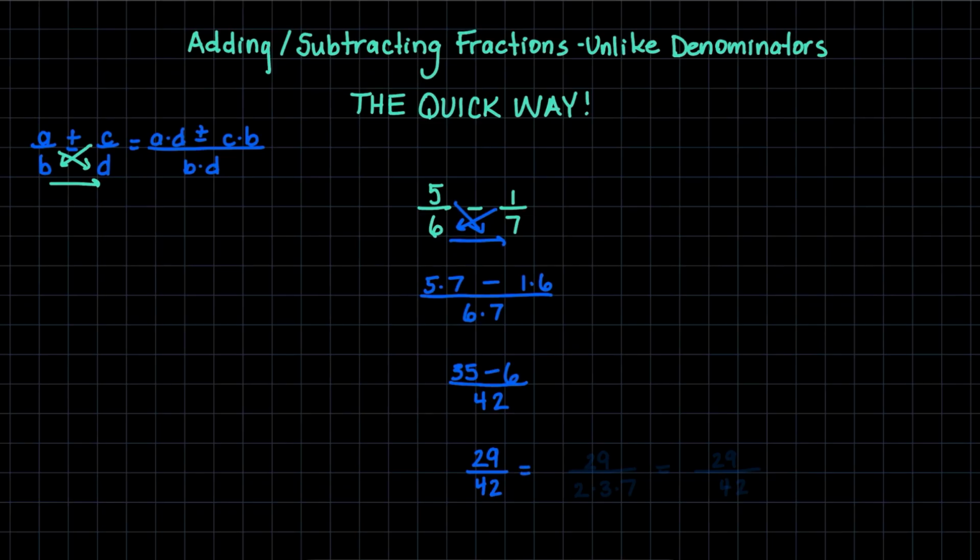Do the prime factorization to see if it simplifies. 29 is prime. 42 is 2 times 3 times 7. We don't have any common factors, so this stays 29 over 42. And your answer is complete.